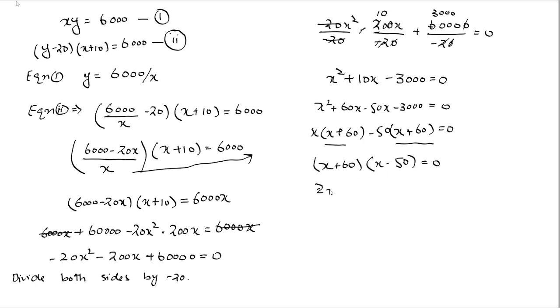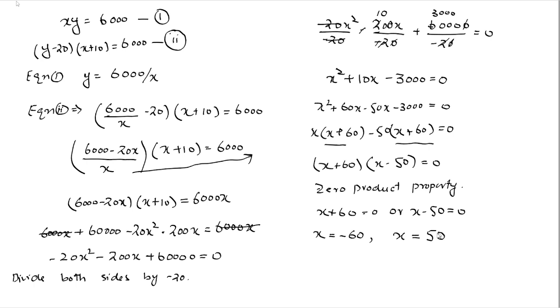Now according to zero product property, we can write that x plus 60 is equal to 0, or x minus 50 is equal to 0. So from here we get the value of x is equal to minus 60, and from here we get the value of x is equal to 50.